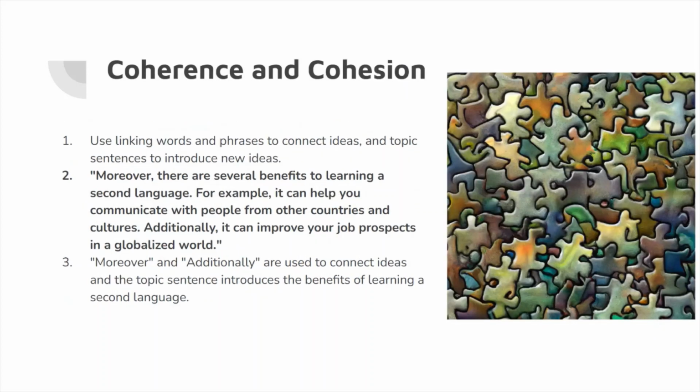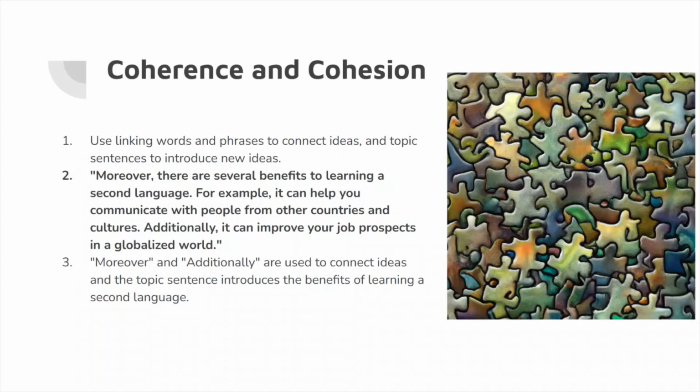The second band descriptor is coherence and cohesion, which is about how well your writing flows and is organized. To score well in this category, make sure you use linking words and phrases to connect your ideas. Use topic sentences to introduce new ideas and make sure each paragraph has a clear focus. Let's look at an example.